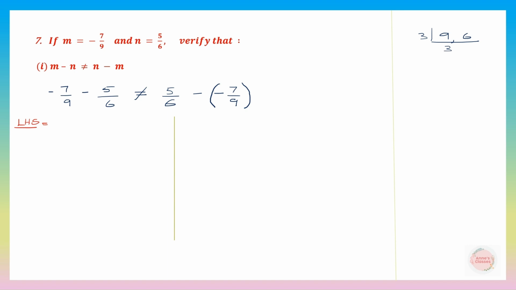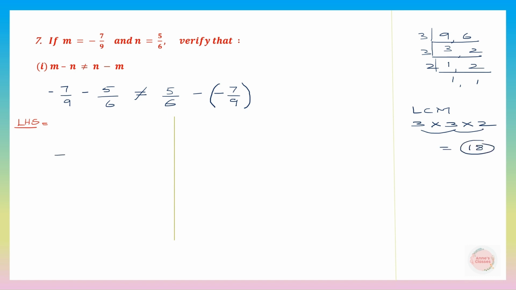3 3s are 9, 3 2s are 6. Continue with 3. 3 1s are 3. Bring down 2. Now continue with 2. 1 and 1. So what is our LCM? Our LCM is 3 into 3 into 2. 3 3s are 9, 9 2s are 18. Our LCM is 18.